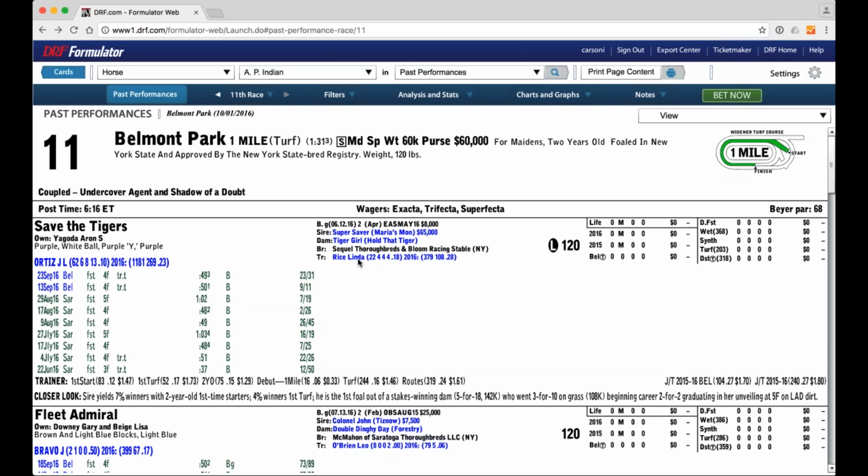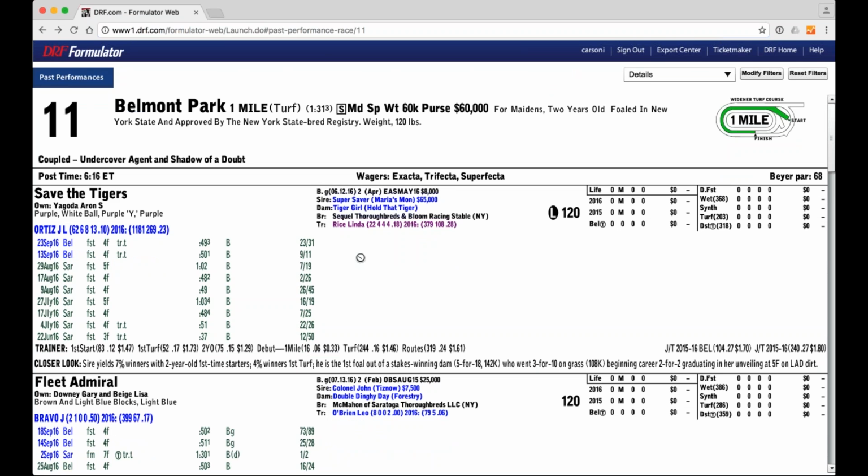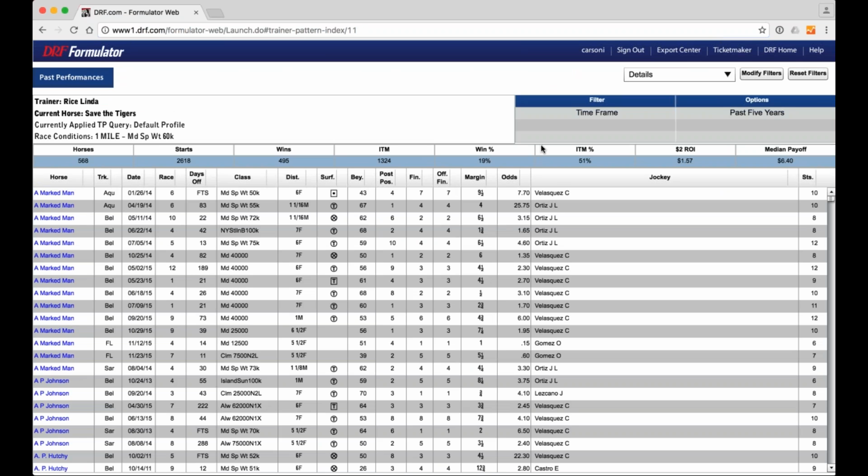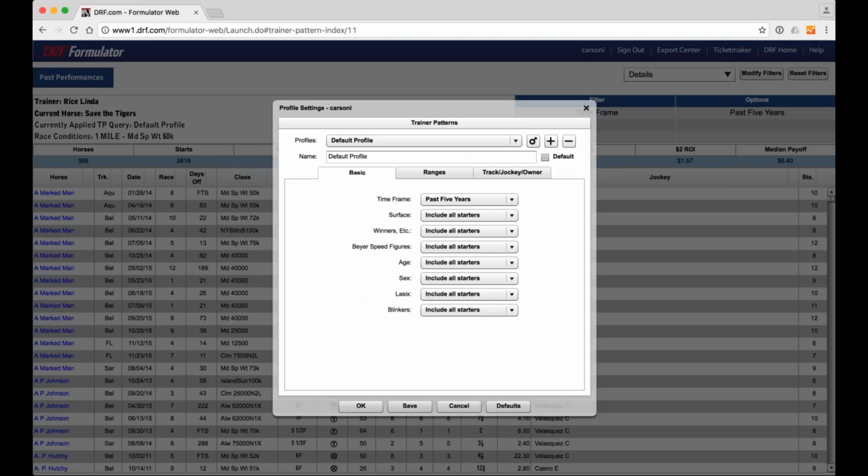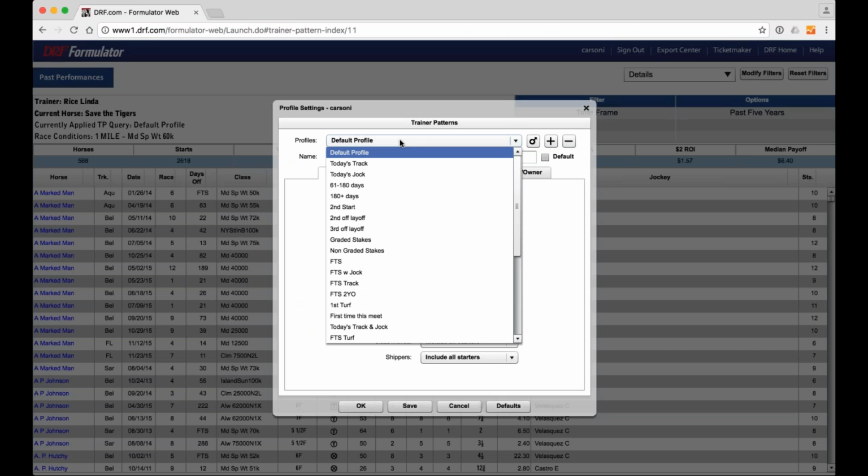So when I click on her name, I'm going to go into the trainer stats. And then I'm going to go into modify filters. And then I can do what Mike does, which is just select whatever I need right away. But I actually have saved profiles, and you can save these. I've had these for years and years. I only add to them every once in a while now because I've been using them for so many years. And I have a variety of different saved ones.